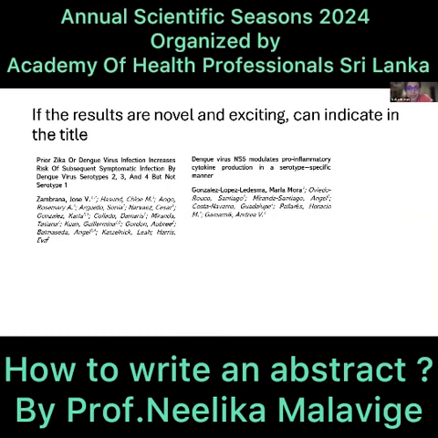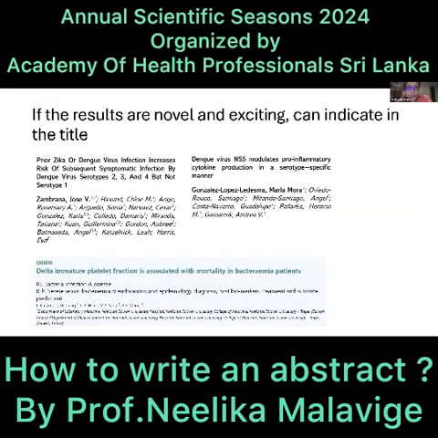And look at this. Dengue NS5 modulates pro-inflammatory cytokine production in a serotype specific manner. So this NS5 does this in a serotype specific manner. So again, that is a one sentence summary of the whole result. Or this one. Delta immature platelet fraction is associated with mortality in bacteremia patients.